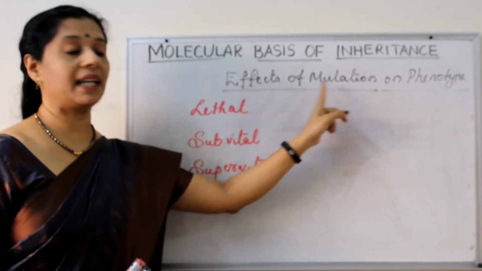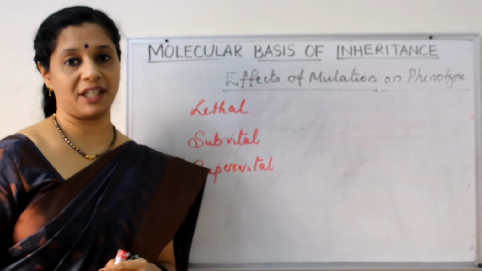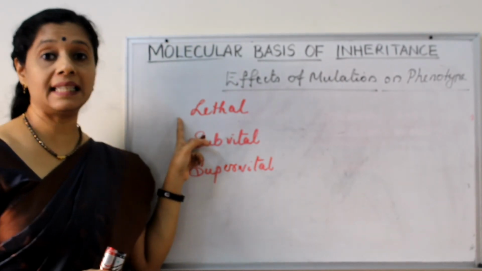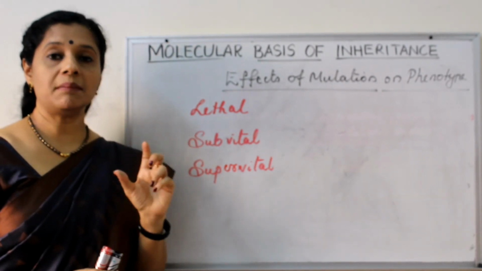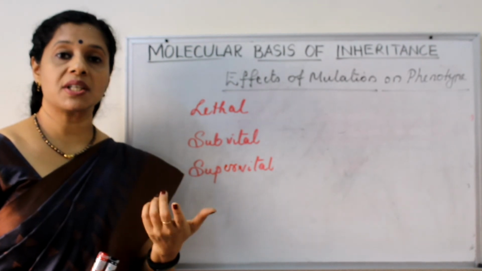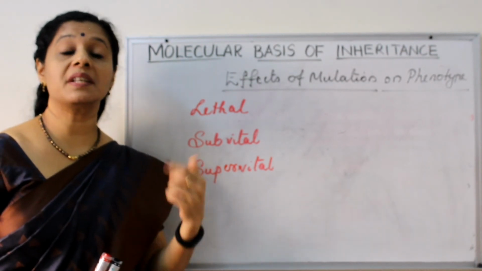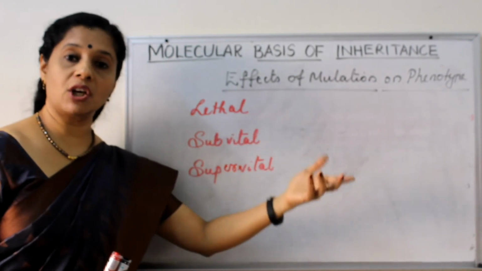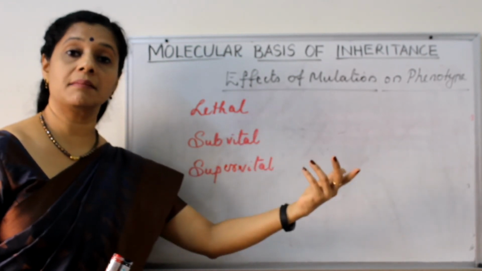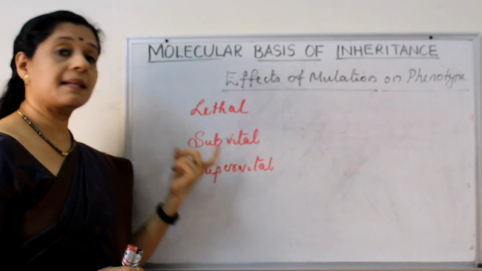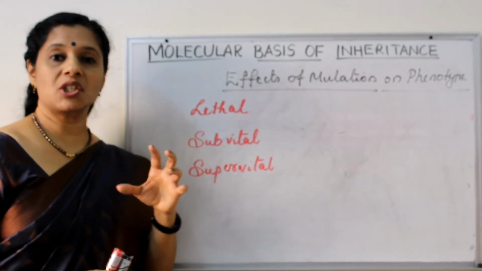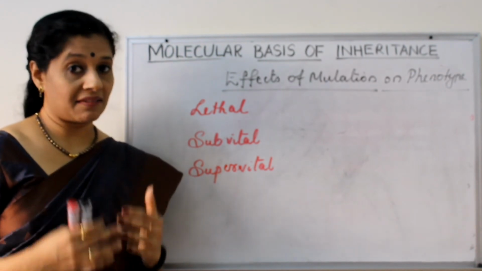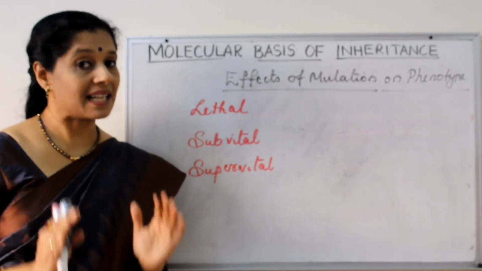Let us now talk about the effects of mutation on phenotype. Some mutations are very dangerous. They are called lethal mutations. Lethal means killing. These mutations can lead to the death of the cell or the organism. So, if a lethal mutation occurs, the cell will not live or the organism will not survive. Next is subvital. It means it is actually a threat to life. It has a lot of abnormalities, but still it survives, but the chance of survival is less.